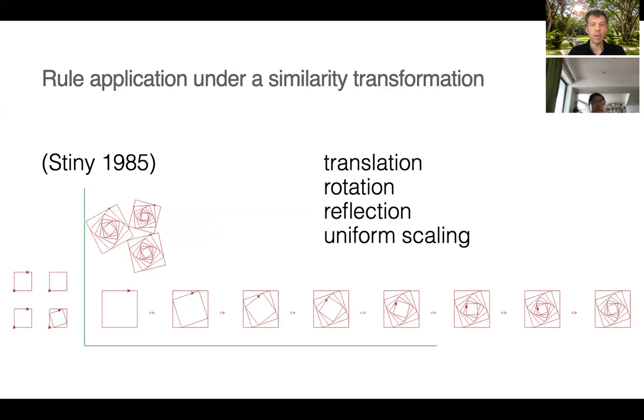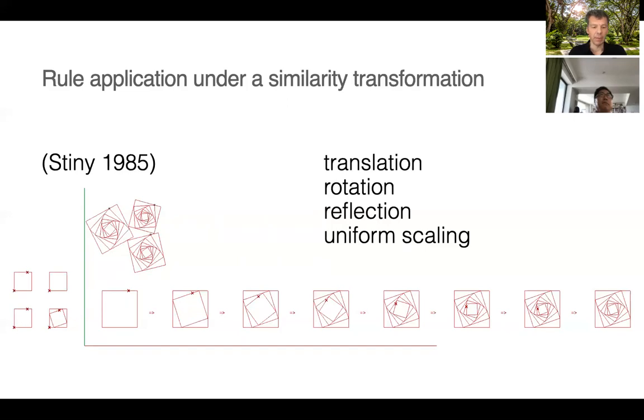Let's first consider applying a rule under a similarity transformation. This is an example from Stiny, in which there is a rule that takes a square and inscribes a rotated square into this. And this rule applies to any square, irrespective of its size, its orientation, or its location, such that you can keep on applying the rule to the latest created square to create these kind of patterns.